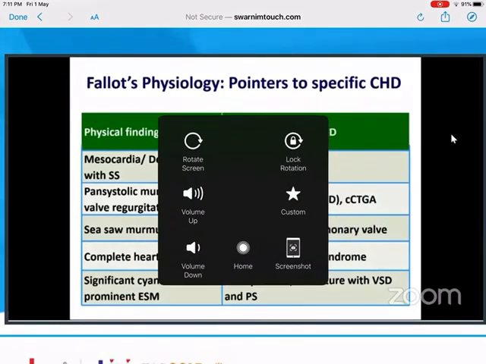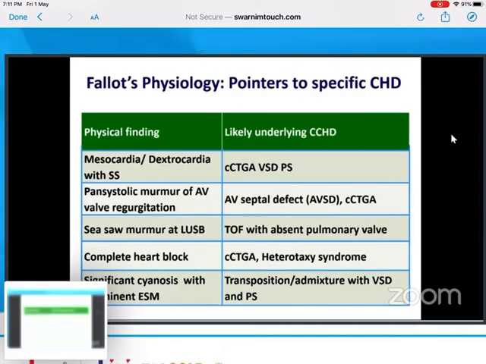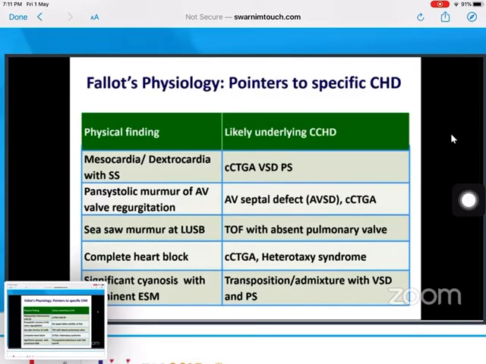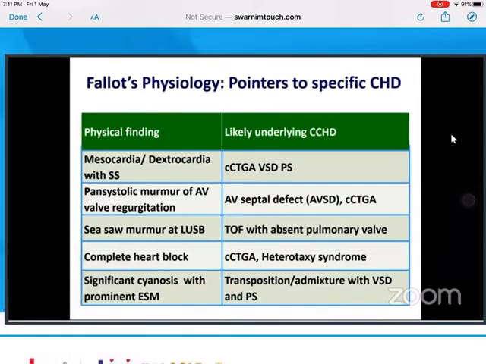Dextrocardia, mesocardia with situs solitus, that means a mismatch between the visceral and the cardiac situs, always think of CCTGA, VSD-PS. You're going to be correct 80% of the time. AV valve regurgitation again suggests AV septal defect or CCTGA. A seesaw murmur along the left upper sternal border is topped with absent pulmonary valve, because there is PS and PR. Remember, this PR murmur is low pressure PR and not high pressure PR. Complete heart block, think about CCTGA and heterotaxy syndrome.